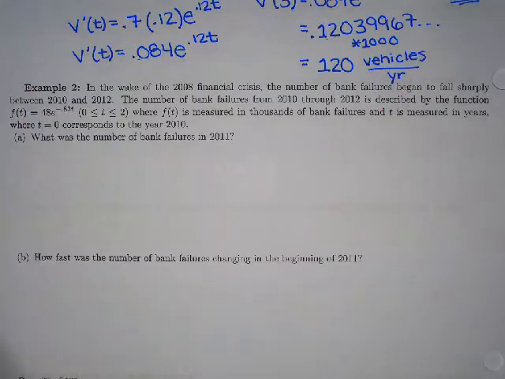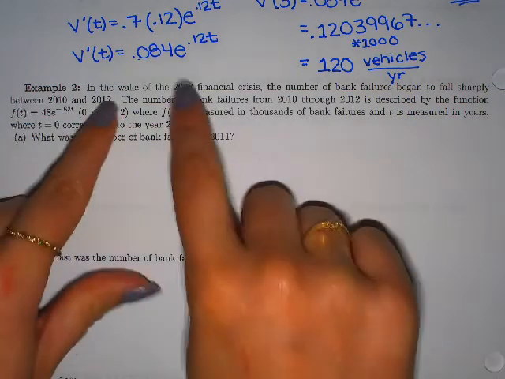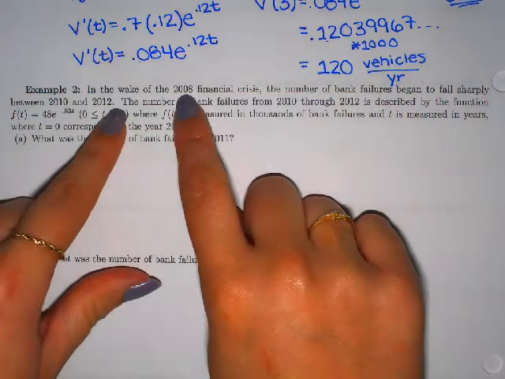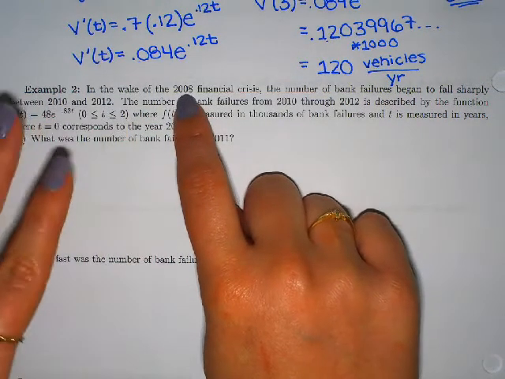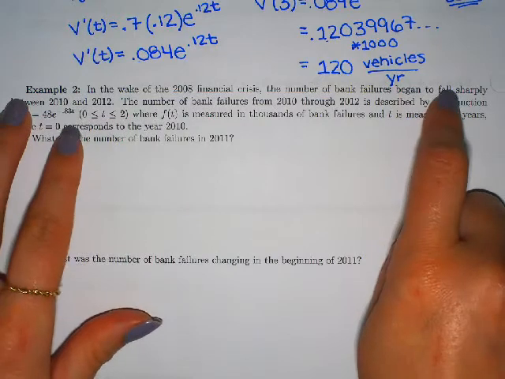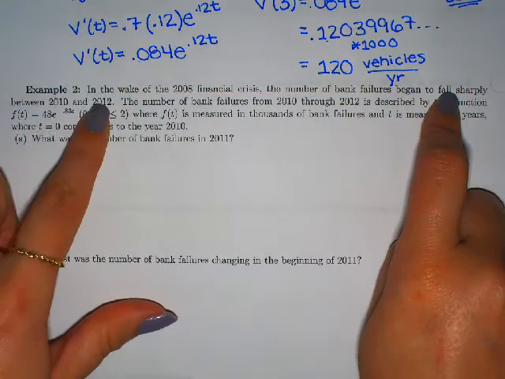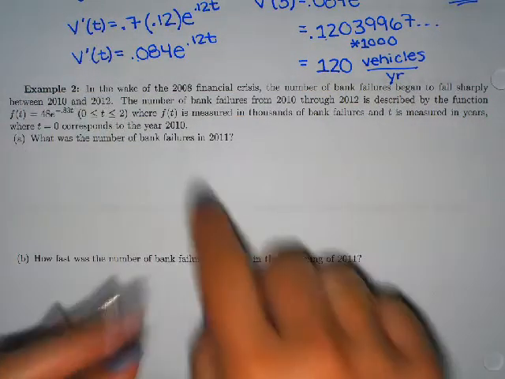Our next word problem: in the wake of the 2008 financial crisis, the number of bank failures began to fall sharply between 2010 and 2012. So what that means is, in our recession in 2008, so many banks were failing, and then it started to be less and less between 2010 and 2012.